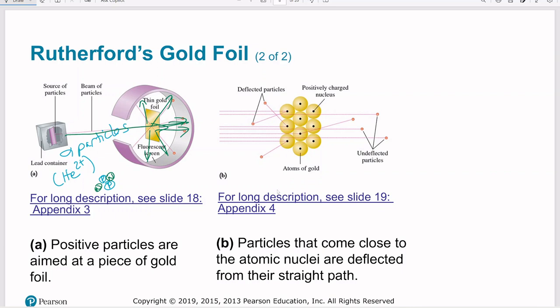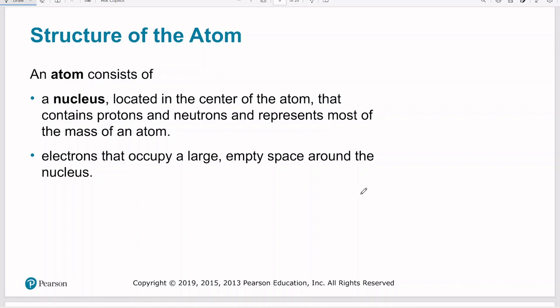And so, by being deflected at these huge angles, what he discovered was these alpha particles were hitting a hard core in the atom and being deflected by that core in different directions at large angles, indicating that these atoms had a positively charged core, or what we call now a nucleus. So we arrived at the structure of an atom.